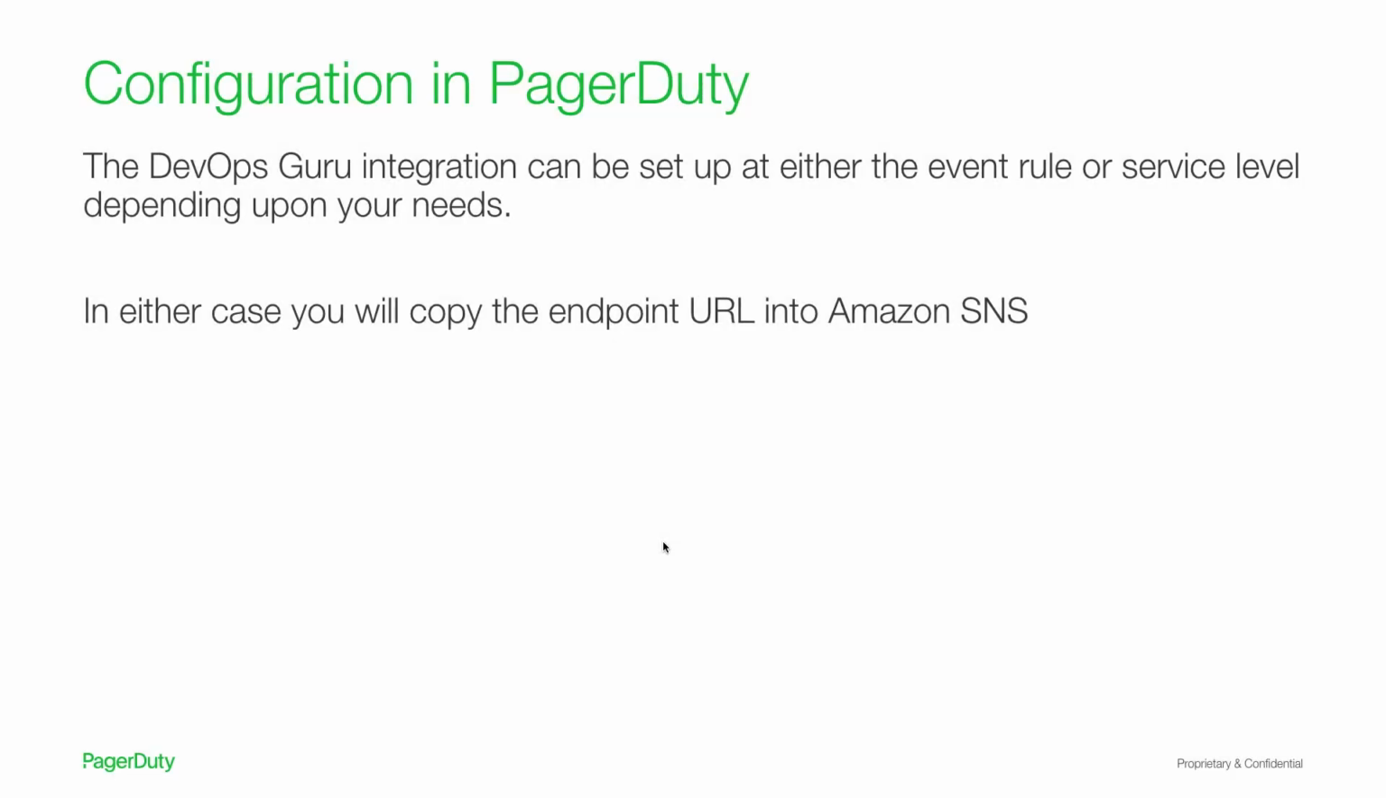Like our other Amazon integrations, it uses Amazon SNS to send messages to PagerDuty. For an SNS setup, we simply need to grab either our HTTP endpoint for API from event rule sets to connect DevOps Guru at the global level, or our integration key to connect DevOps Guru at the service level.